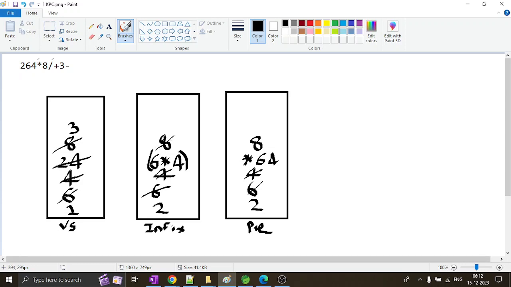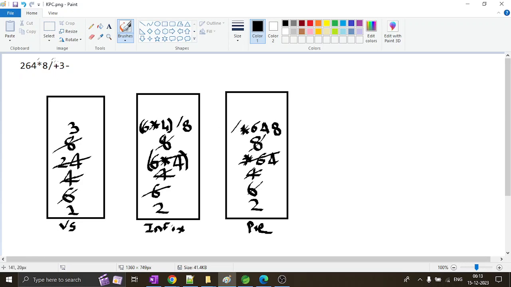And for this, we will have V1, which is 6 times 4 bracket, and then we'll have division by 8. Here also we will perform operator v1 v2, right? Operator is slash, v1 is this, right? Six, 4 and then 8.